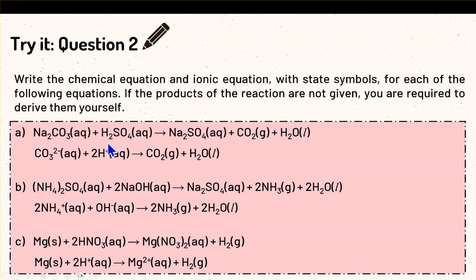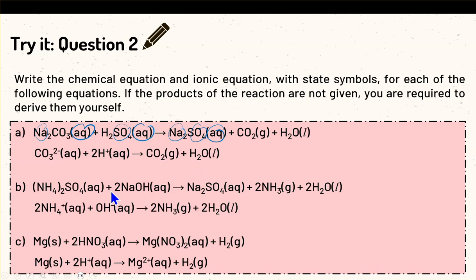So for sodium carbonate and sulfuric acid, these are aqueous. Let me change the color of my pen to blue. All these can split up into ions and they can cancel. If before and after are the same, they can cancel. For example, you will see sodium ions before and sodium ions after, they can cancel. Sulfate and sulfate can cancel. Hence, what you are left with is carbonate ion, hydrogen ion, and of course, carbon dioxide and water. So you realize that the solid, liquid, and gas should remain in the ionic equation.